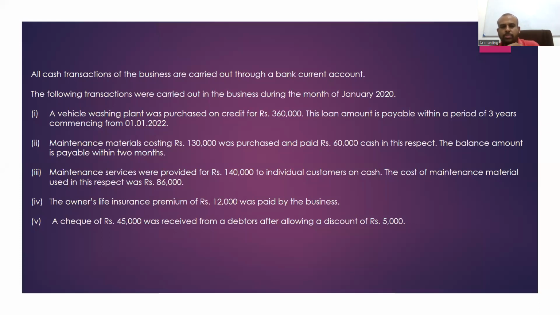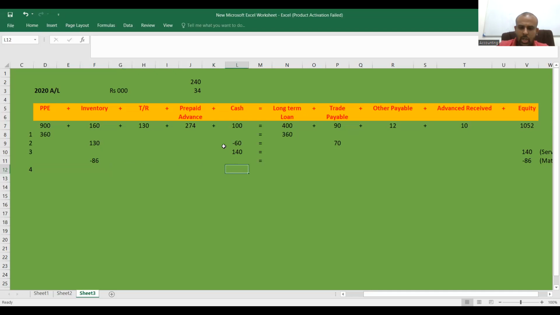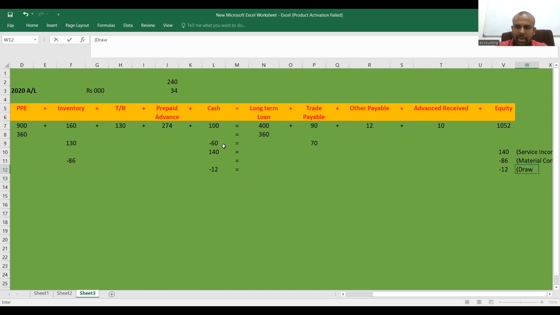The owner's life insurance premium of 12,000 was paid by the business. What accounting concept do you need to apply here? The separate entity concept. According to the separate entity concept, the owner and the business are two separate persons. If the business incurs the owner's personal expense, it is considered as drawings. Here, this 12,000 was paid out of business money. Business cash balance decreases by rupees 12,000, and this is considered as drawings. Then you record it under equity drawings.